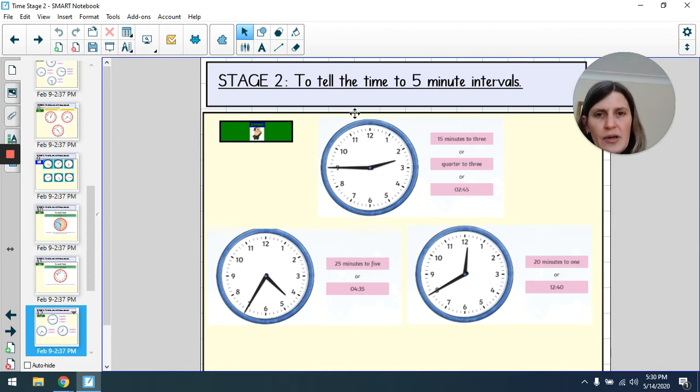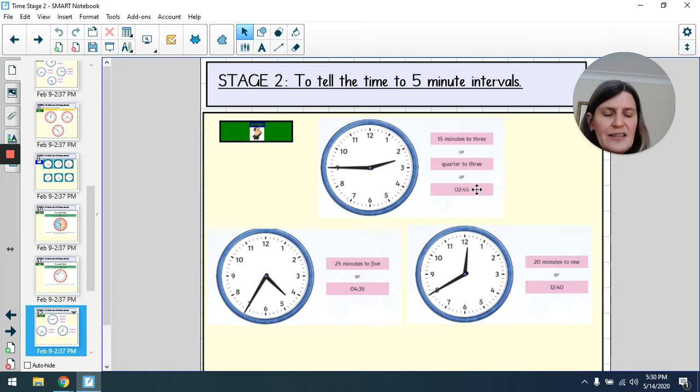So here's my 0, 5, 10, 15. It is 15 minutes to 3 o'clock, or we could say it is 2:45. Now here's the tricky part, and if it's confusing you, don't worry about it.